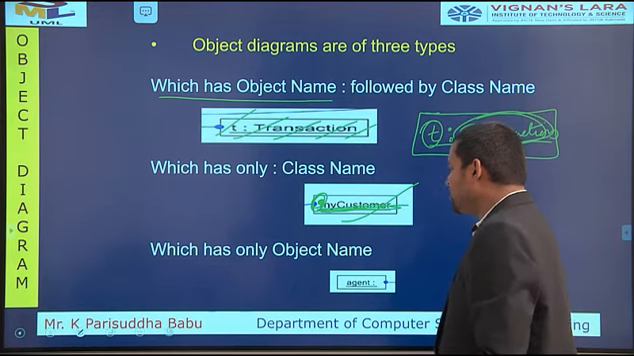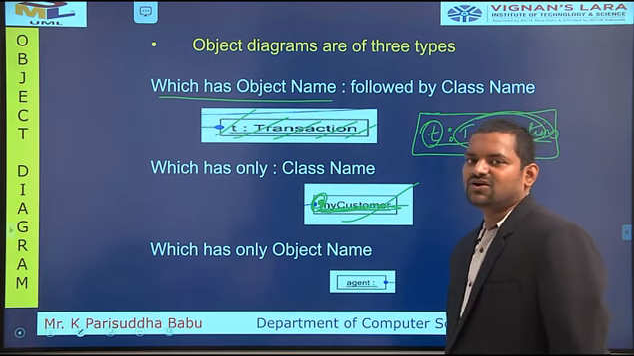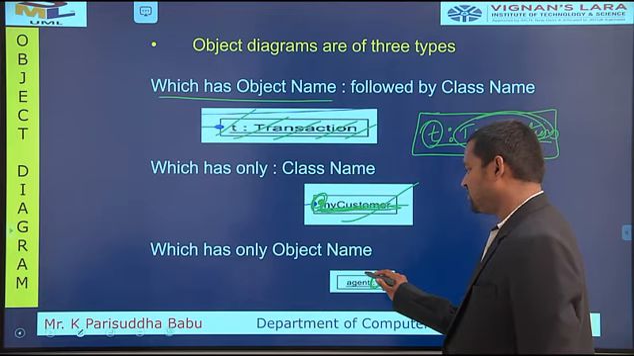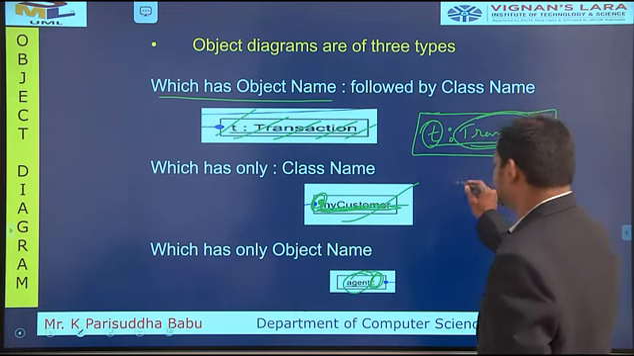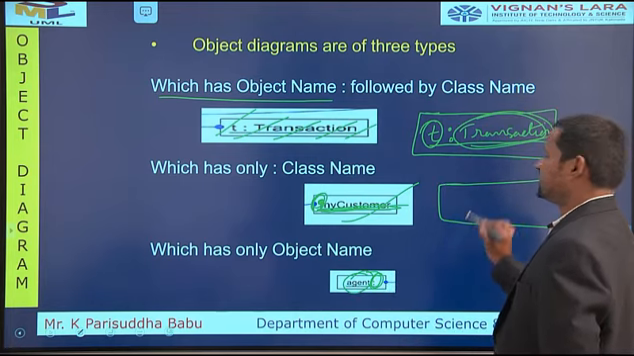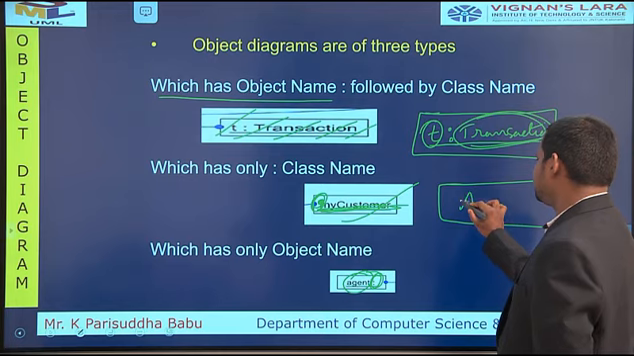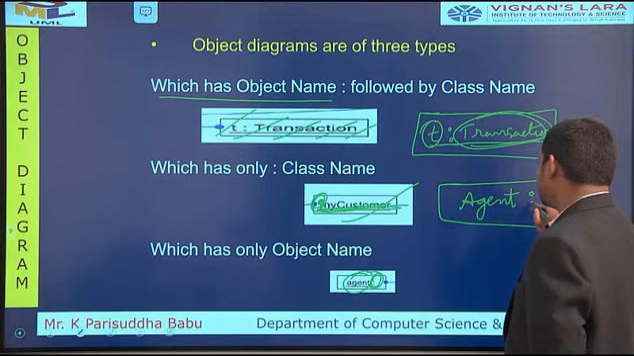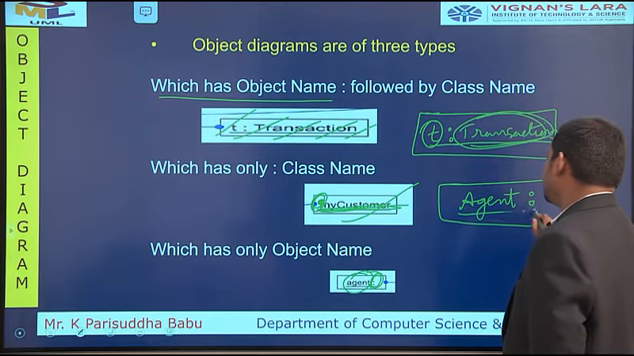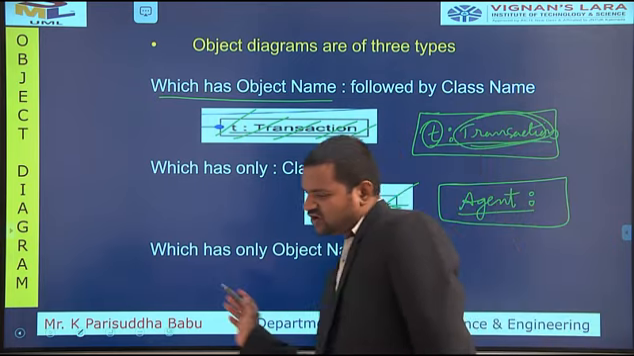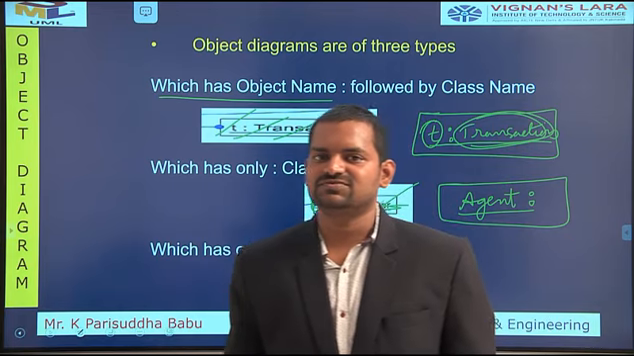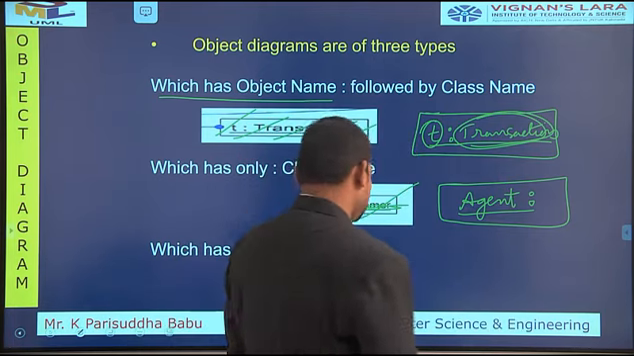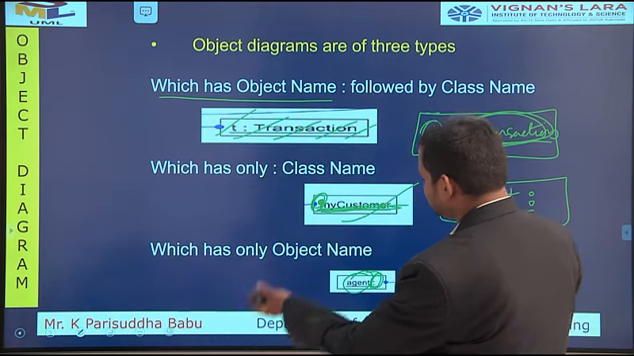Third, it has only the object name. How do we tell this is an object? By the colon. You write it in this structure. For example, agent: agent is the object name. You place a colon and underline it. Before the colon is the name of the object, and after the colon is the class of that particular object.